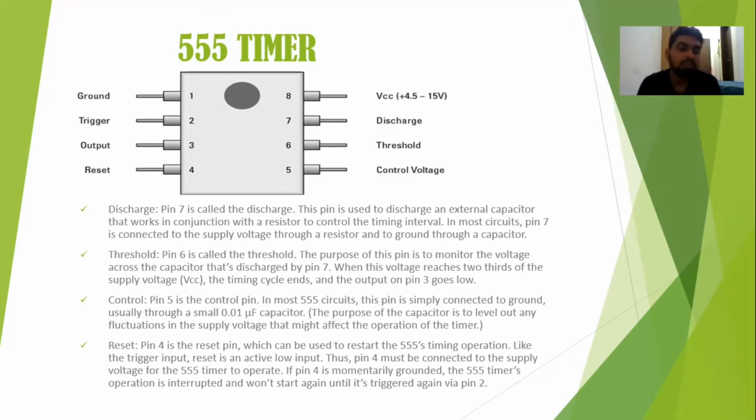Pin number 4 can be used to restart the 555 timing operation. Like the trigger input, reset is an active low input. Pin number 4 must be connected to the supply voltage for the 555 timer to operate. So if pin 4 is momentarily grounded, the 555 timer operation is interrupted and won't start again until it is triggered again via pin 2.